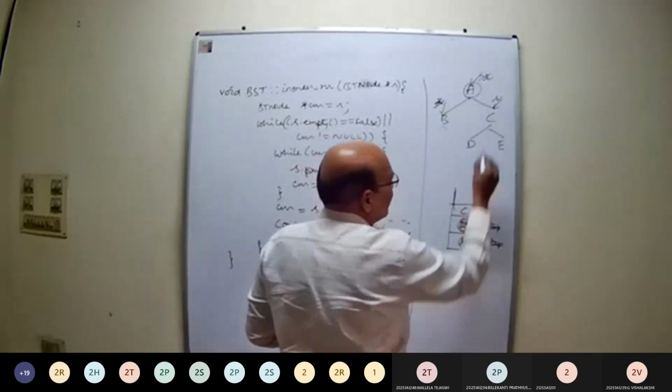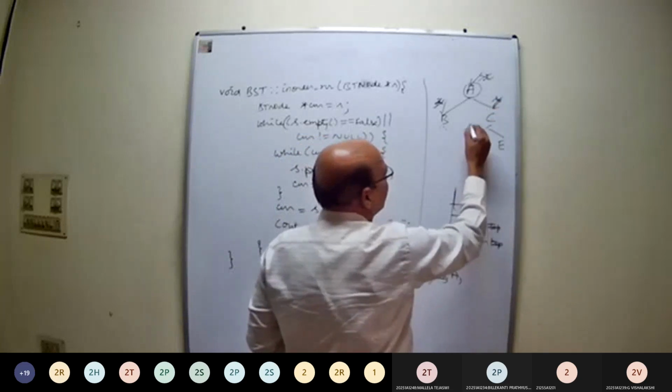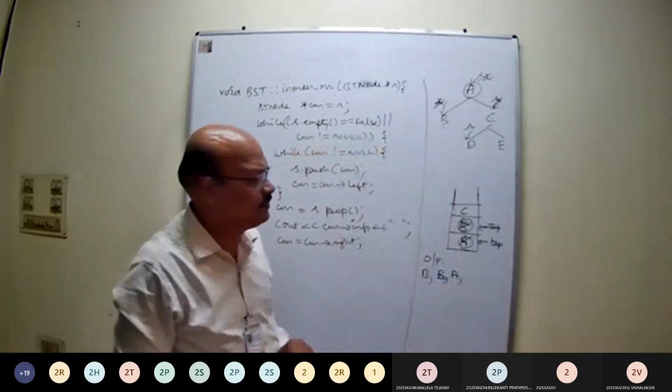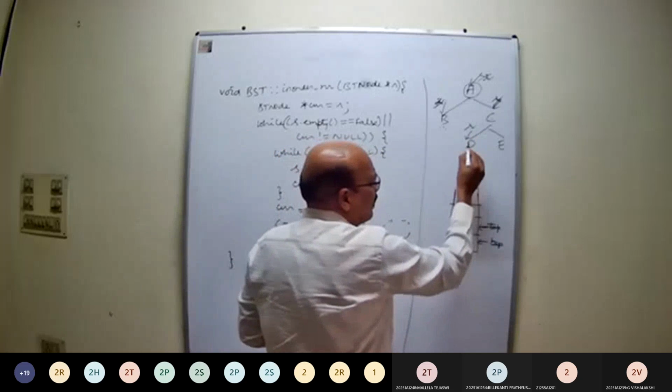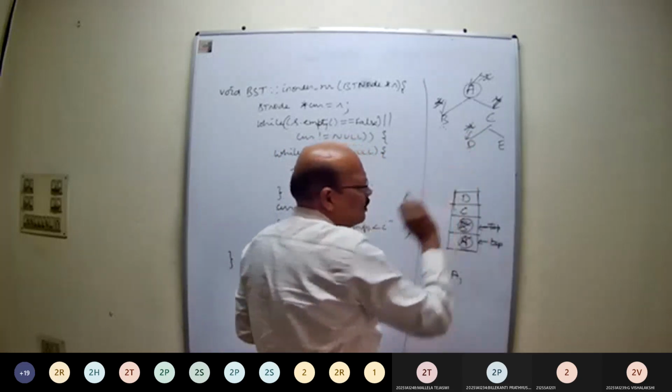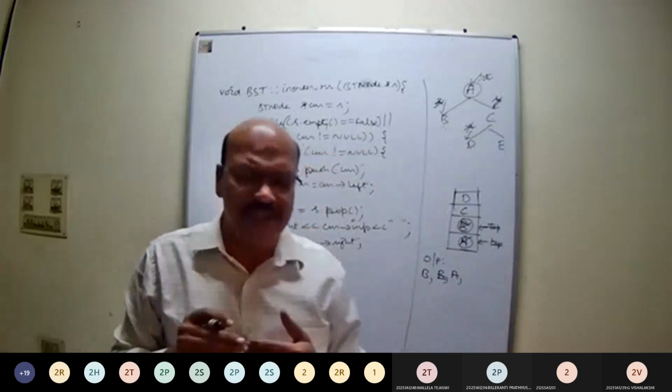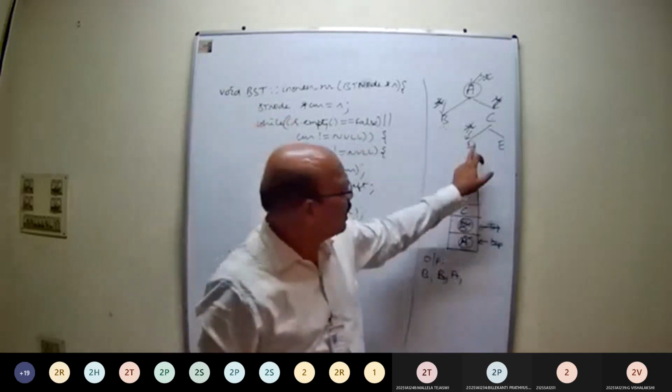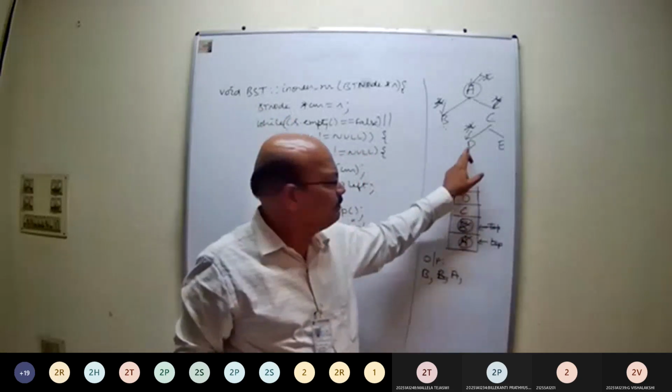Push C onto the stack and then make this temporary pointer point towards its left chain. So R now points to D. Push it. Does D have a left chain? No. We have reached a node which does not have a left chain. There you have to stop your traversal.